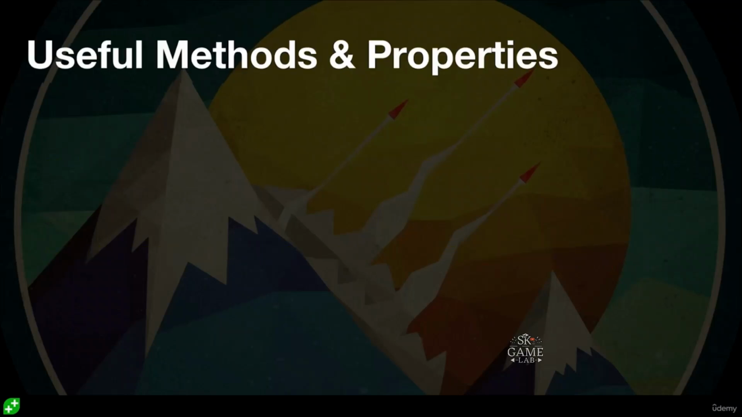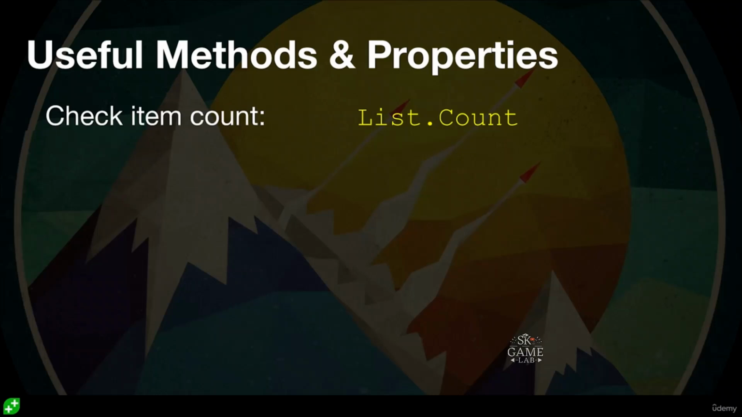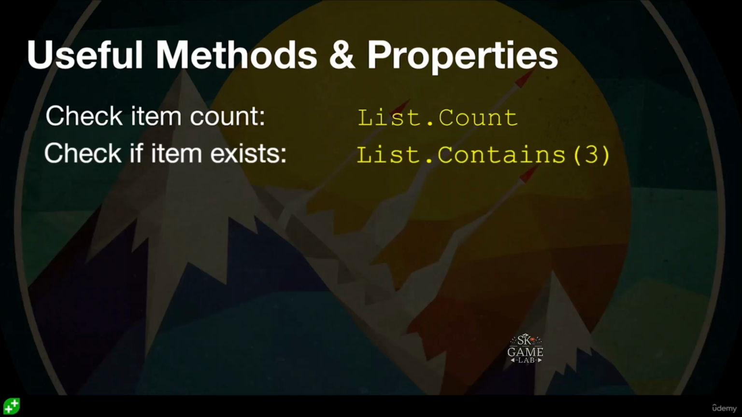But now let's look at some useful methods that are going to come in handy. First of all, if we want to check the item count within our list, we can use list.count. So this is very similar to the array.length that we were using before. Next, if we want to check that an item exists within our list, we can use list.contains, and then we can pass in the thing we're looking for. So with the example of storing our odd numbers, this would ask whether the number 3 currently exists in our list or not. If we'd like to add a new item, we can use list.add and then tell it what we want to add. So in this case, the number 3.